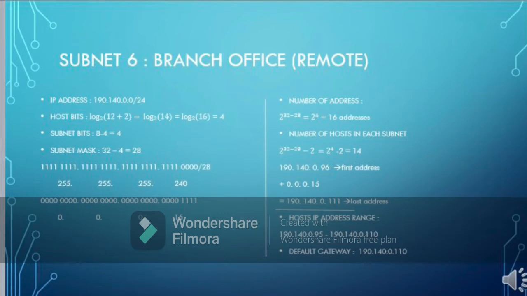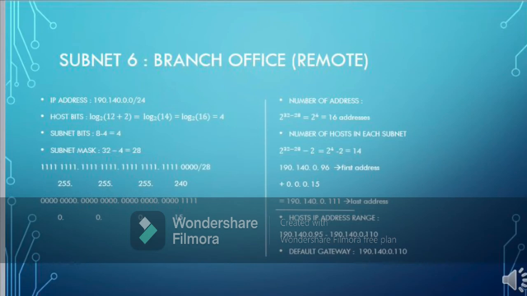Next is the number of addresses. Here we have 16, and how to get that is 2 power of 32 minus 28 equals 2 power of 4, and we get 16. So the number of hosts in each subnet is 2 power of 32 minus 28 minus 2, equals 2 power of 4 minus 2, equals 14. So for subnet number 6, we have 14 hosts in each subnet.